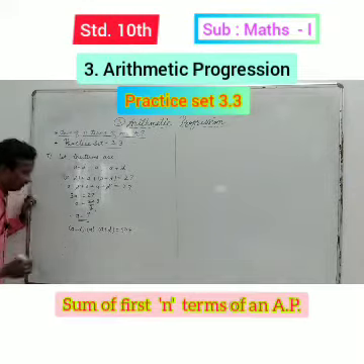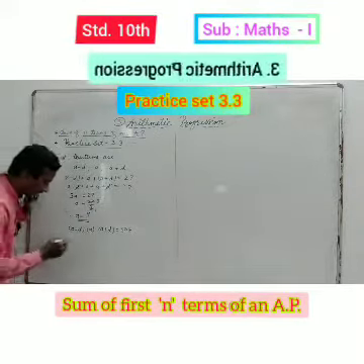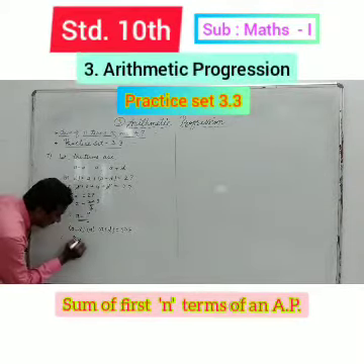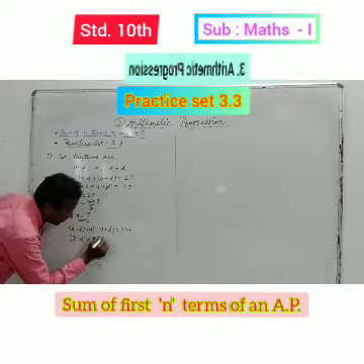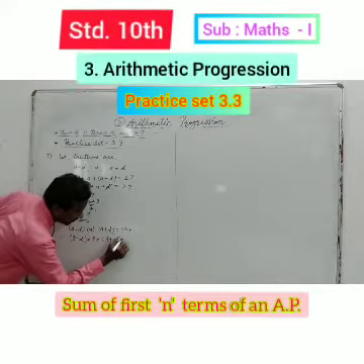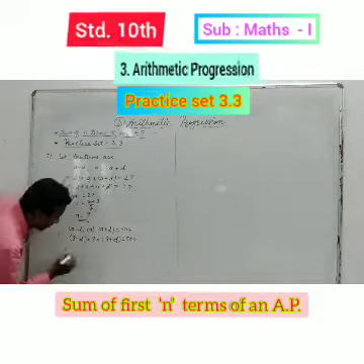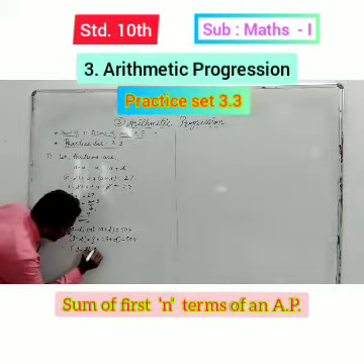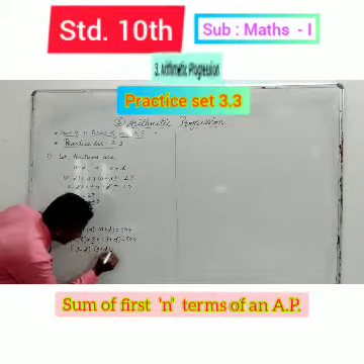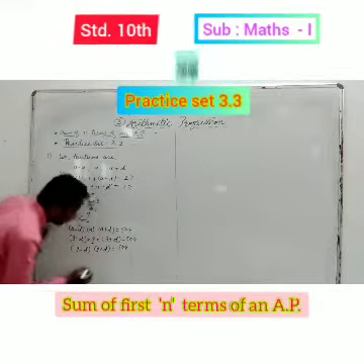Now, we know the value of A. A is equal to 9. Input the value of A: (9 minus D) into (9 plus D) is equal to 504.